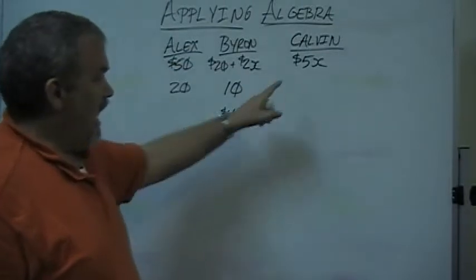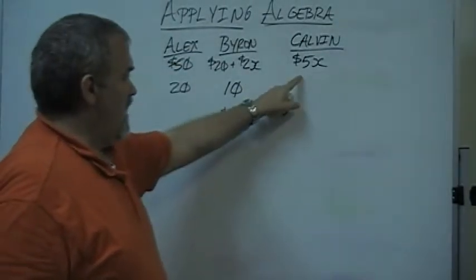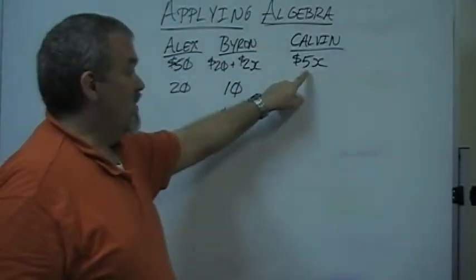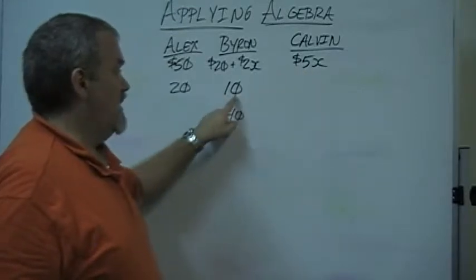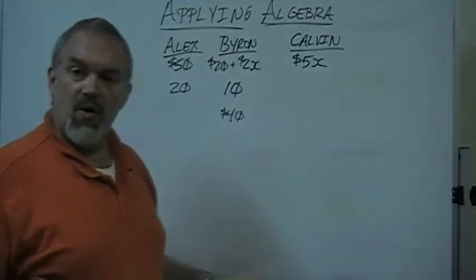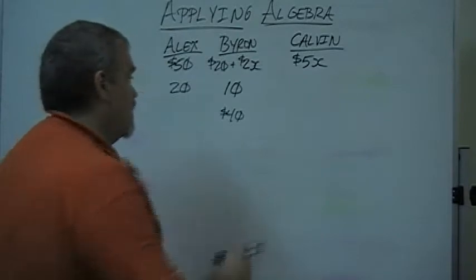If he had taken Calvin's route, he would have paid $5. Wouldn't have paid anything to get in the door, but he would have paid $5 for each ride. That would have been $50 as well. Both of those would have cost him more.